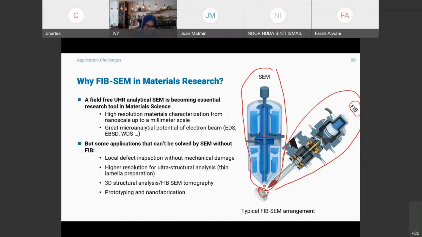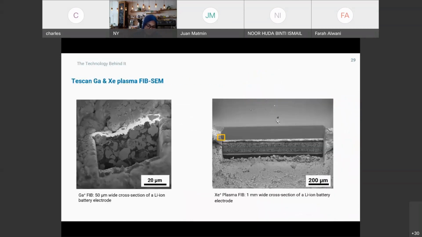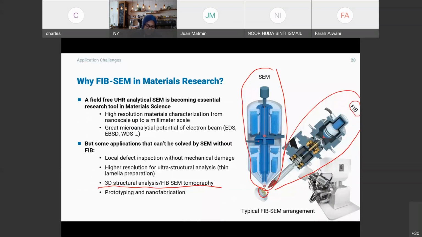Therefore, this is the keyword here. So in this FIB tomography technique, you imagine the sample is milled, peeled off layer by layer. It is sequentially milled using the ion beam while imaging. Then the newly exposed surface will be captured by the SEM and then reconstructed into 3D form. So this is what we call 3D structural analysis by the FIB-SEM.